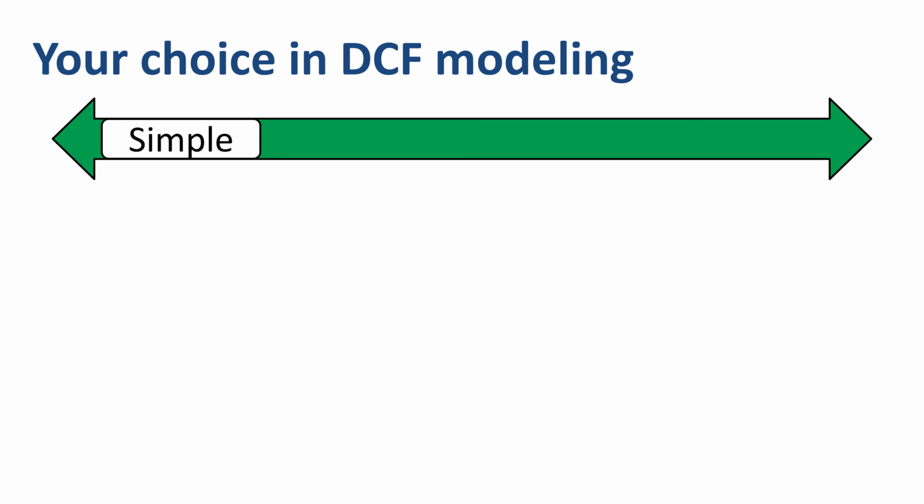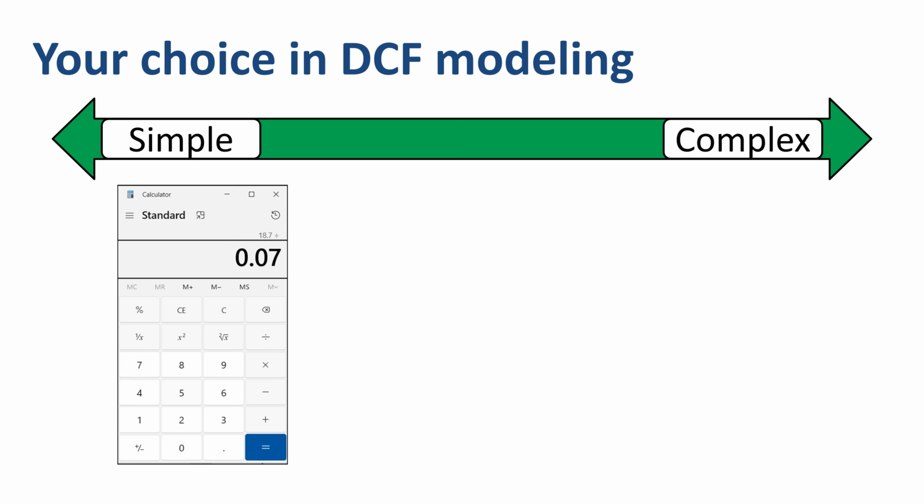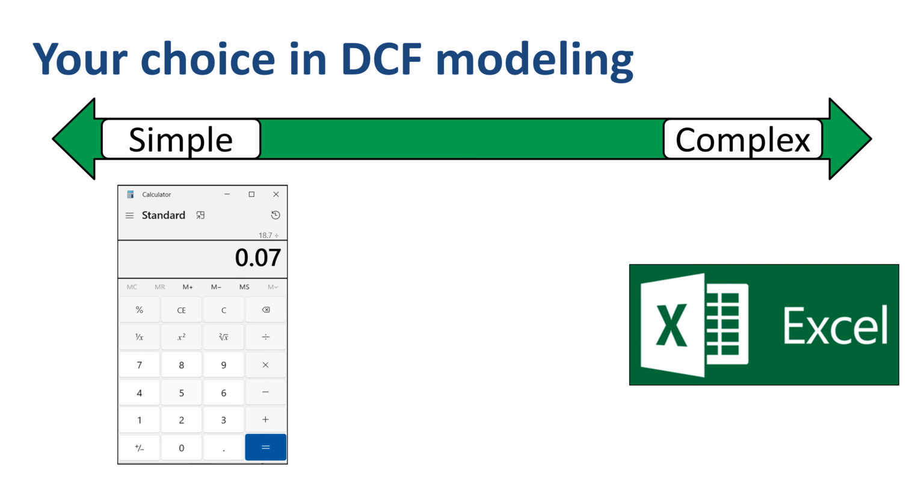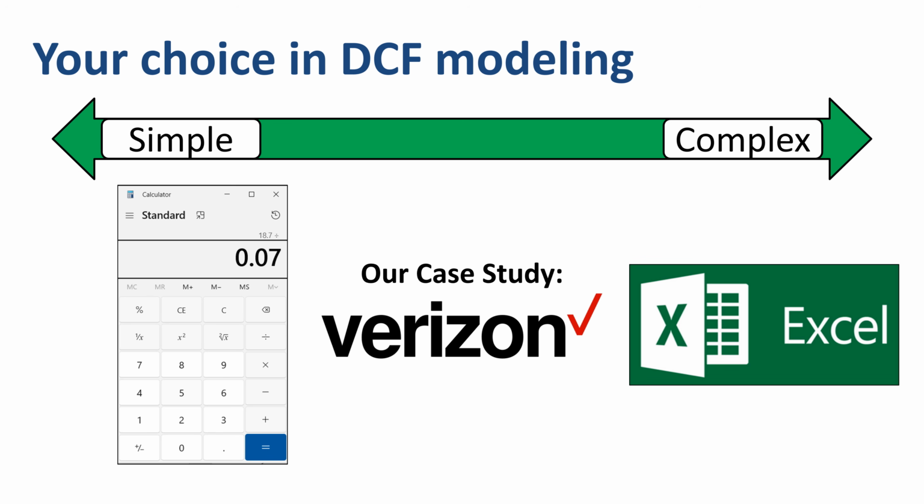In discounted cash flow modeling, you have some important choices to make. You can keep it very simple, or make it very complex, or anywhere in between. If you keep it simple, you and a calculator can easily do the job. If you want to go complex, you'll need a sizable Excel file. Let's do both in this video, in a discounted cash flow case study of Verizon Telecom. Come look over my shoulder as I go through various methods and calculations and interpret the numbers.